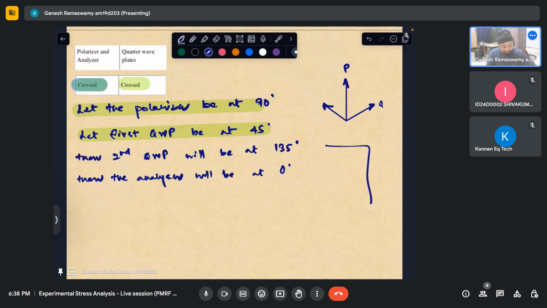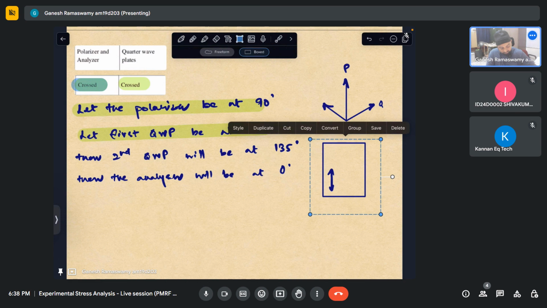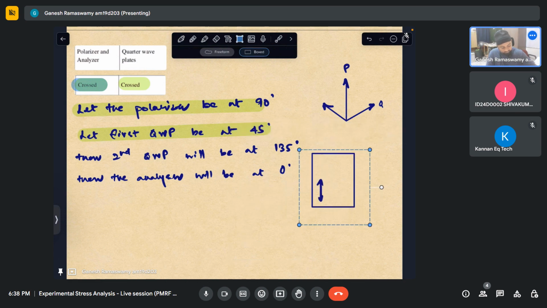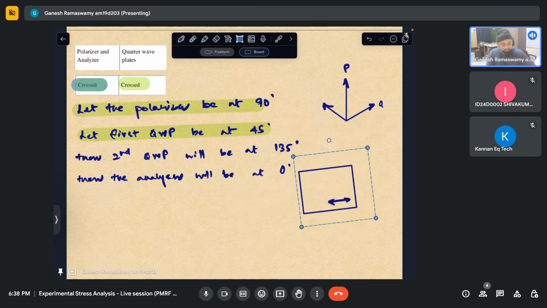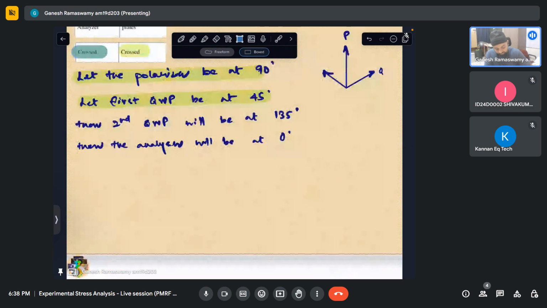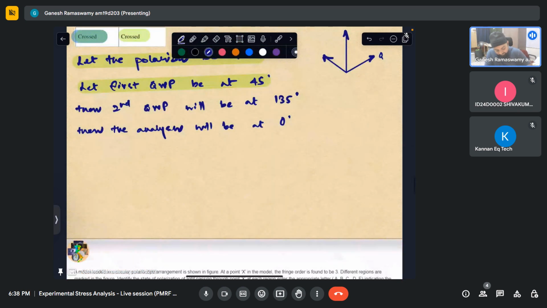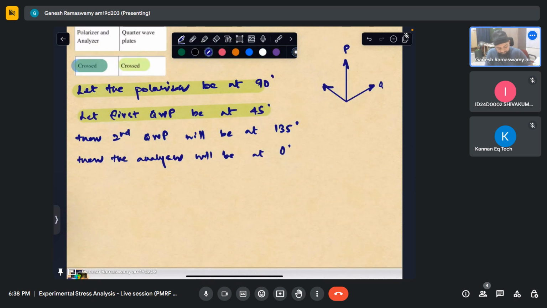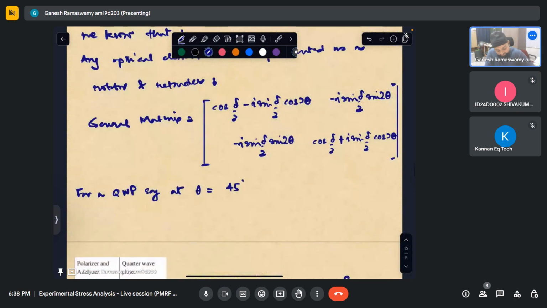0 and 180 are the same thing. The polarizer has its axis like this. If I place it like this or like this, it makes no difference. It is one and the same. Okay, so we know this much so far. Now, what is the expression for the quarter wave plate? Let us try to evaluate.